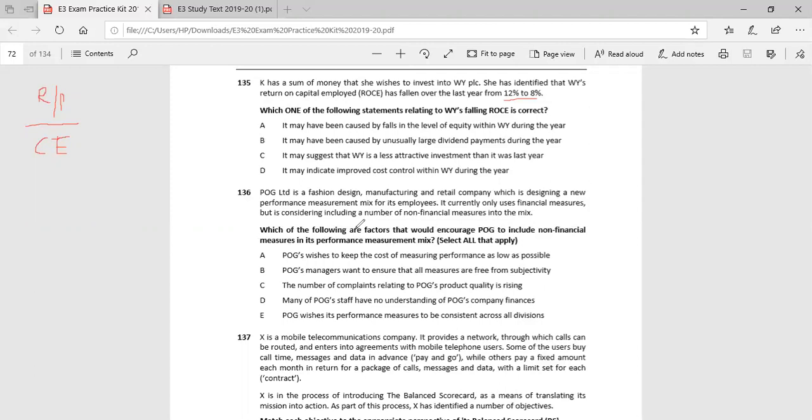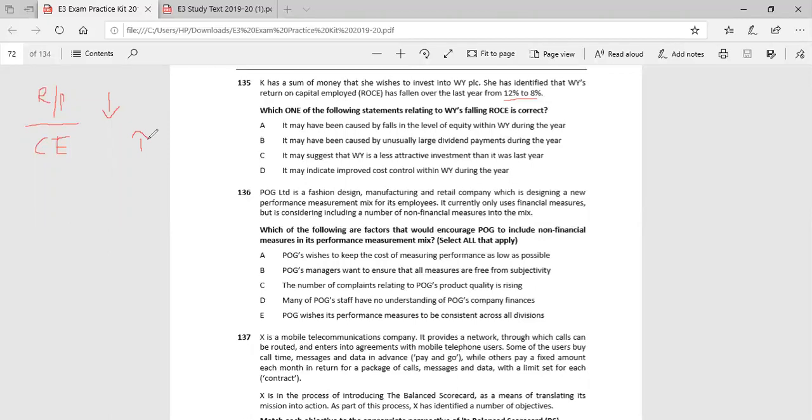When will ROCE reduce? When the numerator decreases, or the other option is when the denominator increases. So when you write the formula, ROCE is equal to profit divided by capital employed. When the profit reduces or capital employed increases, these are the two reasons we see ROCE fall. I mean, if the increase in capital employed is not reflected in profit, let's put it that way. Which one of the following statements is correct?